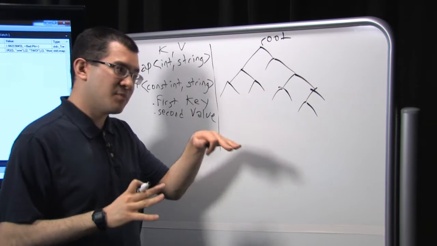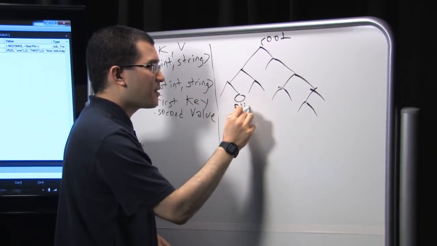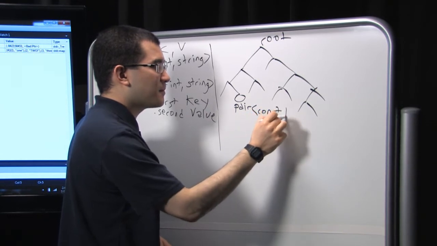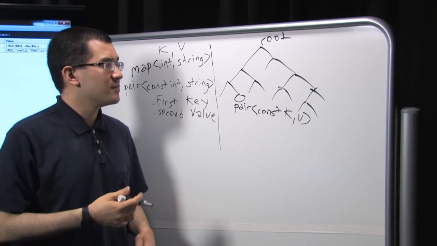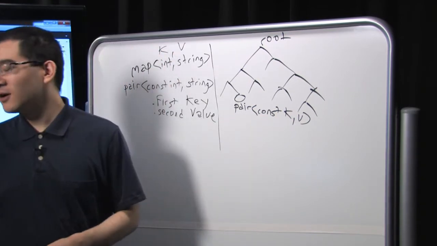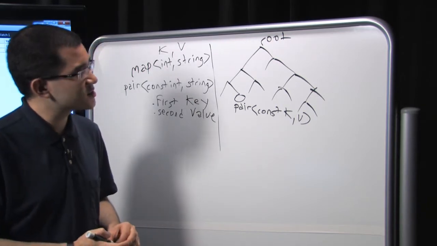It's balanced, but not perfectly balanced. And each element of the map is a pair from const k to v. And as I insert elements, this tree, which happens in our implementation to be a red-black tree, you can look it up in your favorite computer science textbook.